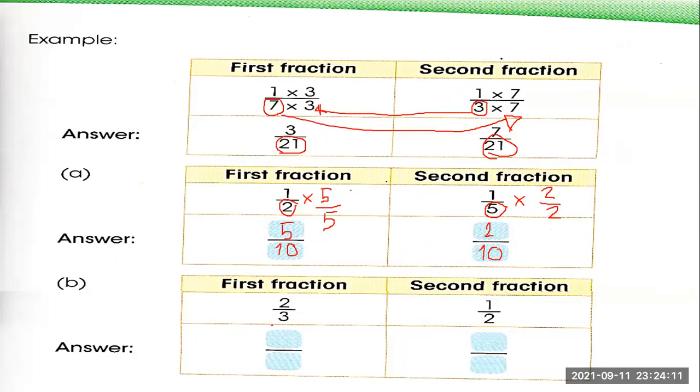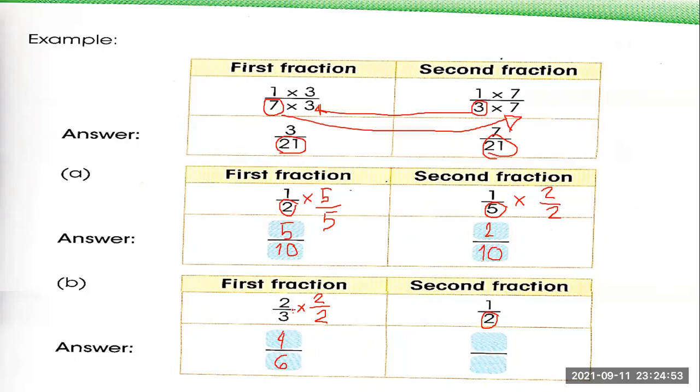How about letter B? We have here 2/3 and 1/2. Okay, identify the denominator first. The denominator of the second fraction is 2. So here we need to use 2 over 2, right? Okay, 2 times 2 is equal to 4. 3 times 2 is equal to 6. It is important that our second fraction will come up with 6 as the denominator.